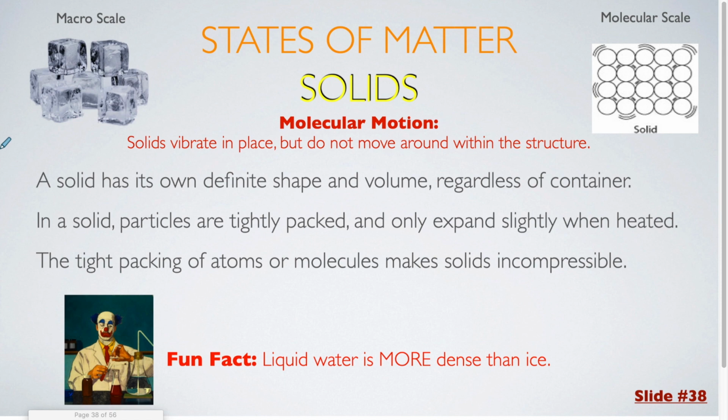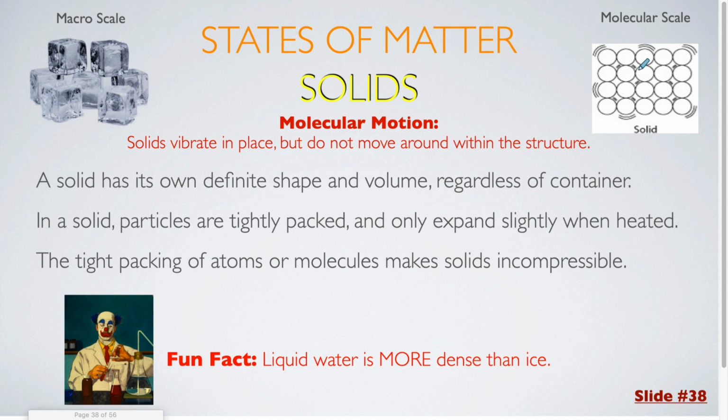on the molecular scale. Now, solids are going to vibrate in place, but they do not really move around within their structure. So you can see from the picture on the right side, our solid molecules are very tightly packed. As they're vibrating in place, there's nowhere else for them to really go. Solids have their own definite shape and volume regardless of container. In a solid, particles are tightly packed.